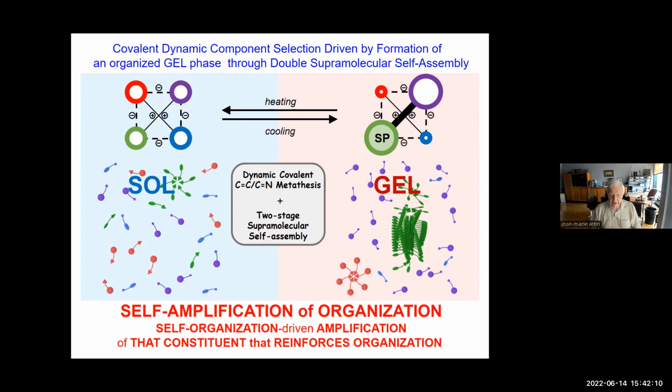If we summarize this, it means that there is self-amplification of organization. In other words, the system prefers to make that constituent which makes the gel. So it's the formation of the gel which drives the system. And that is something which I feel is very important in the generation of order as matter becomes more complex.